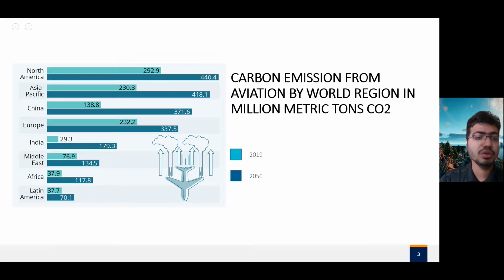If you look at Europe, there is an increase, maybe hundreds. In India, the pollution will increase more than five times. In the Middle East, the pollution will double. In Africa, it will be almost four times. In Latin America, the pollution will double.